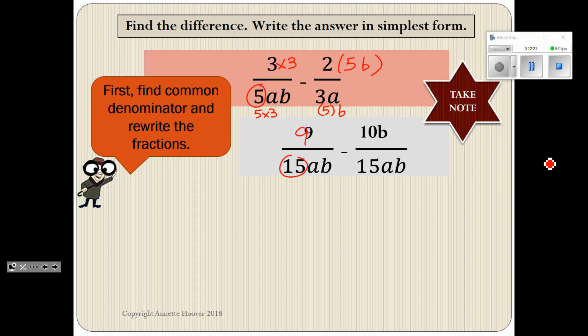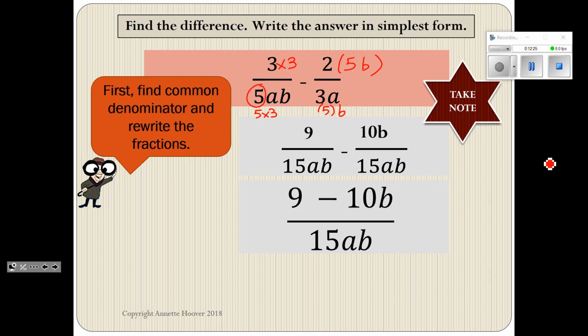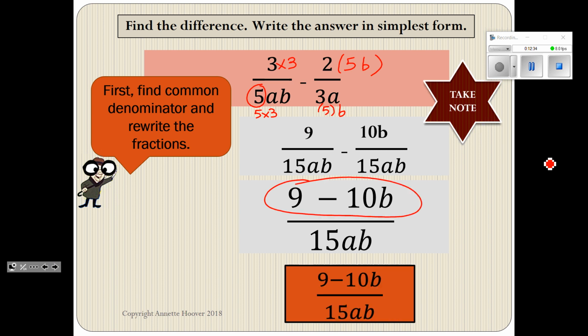Now we have a common denominator, and again, if you look, we have 9 minus 10b in the numerator, and we have 15ab in the denominator. These are not like terms. We cannot combine them, so we are actually finished at that point.